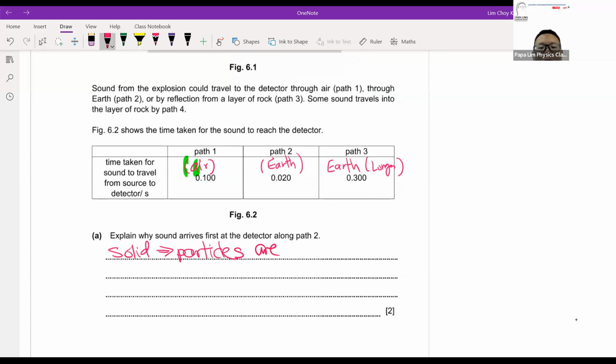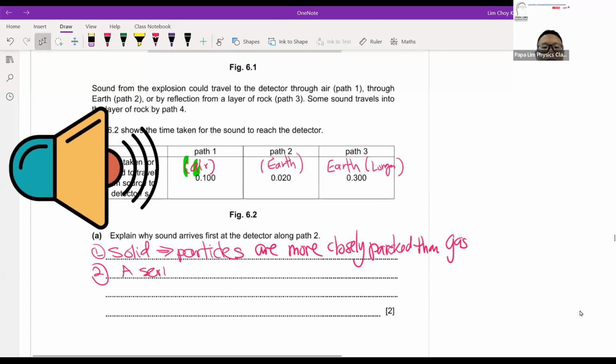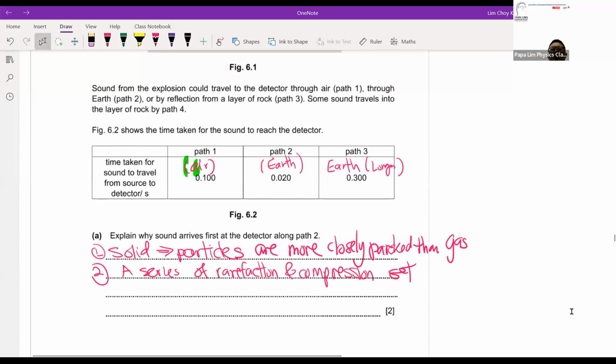Particles in a solid are more closely packed than in gas, which is air. Because of that, you'll find that the passing of the wave is actually much faster. When I pass a sound wave, it creates a series of rarefactions and compressions being set up. But there is a difference between the particles in a solid being closer together and the setting up of the rarefactions and compressions.